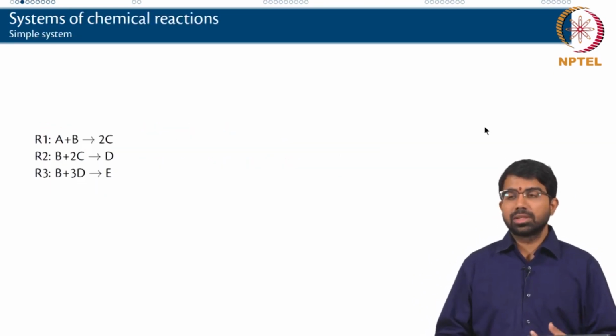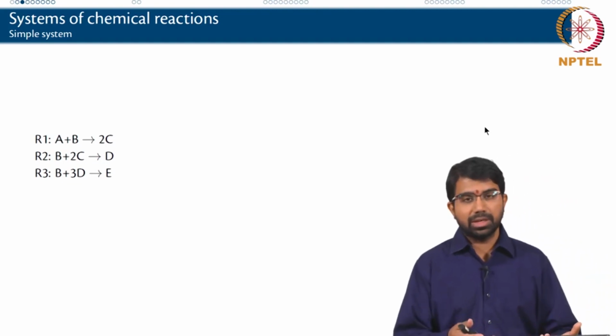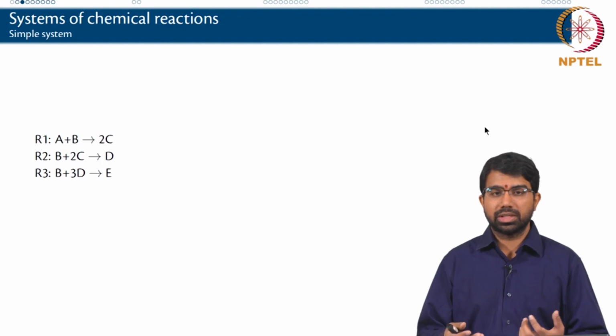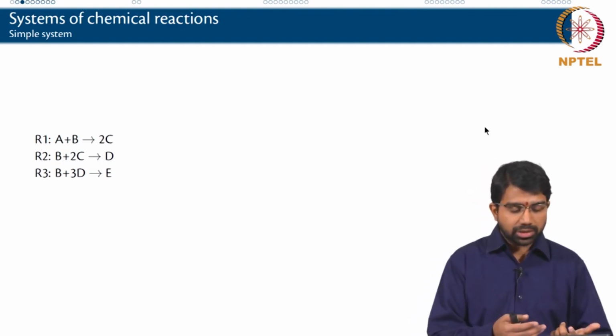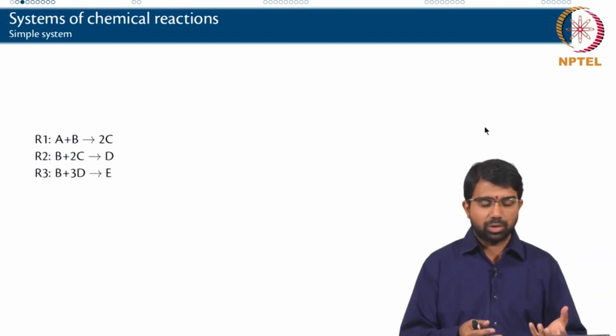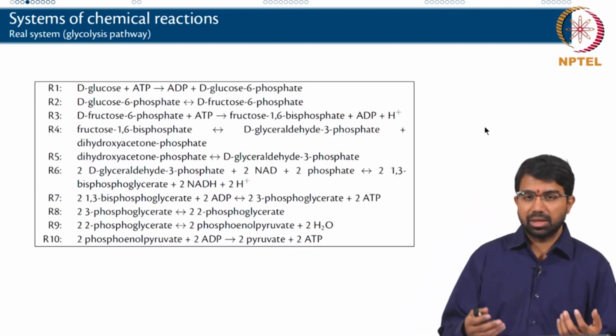So, what is metabolism, or what kind of systems are we talking about here? You must be familiar with systems wherein you have simple reactions: A plus B going to 2C, B plus 2C going to D, B plus 3D going to E, and so on. What is important to note is that there is a stoichiometry in each of these cases, and we have only 3 reactions here. This is a more real system, which is glycolysis.